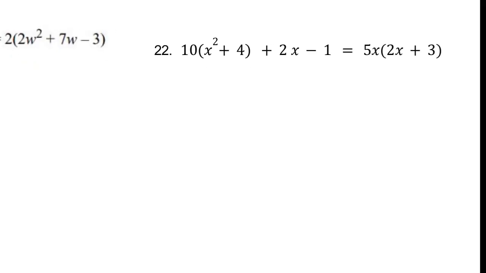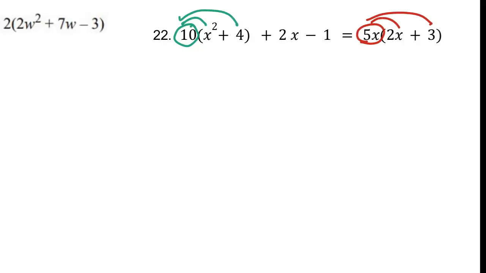All right, so as I look at this, it says to solve. Put the phone away. It says to solve. So I have distributive property here where I'm going to multiply. I've got distributive property over here that I'm going to have to multiply. So I'm going to take 10 times x squared plus 10 times the 4. All right, so everything's distributed right there.